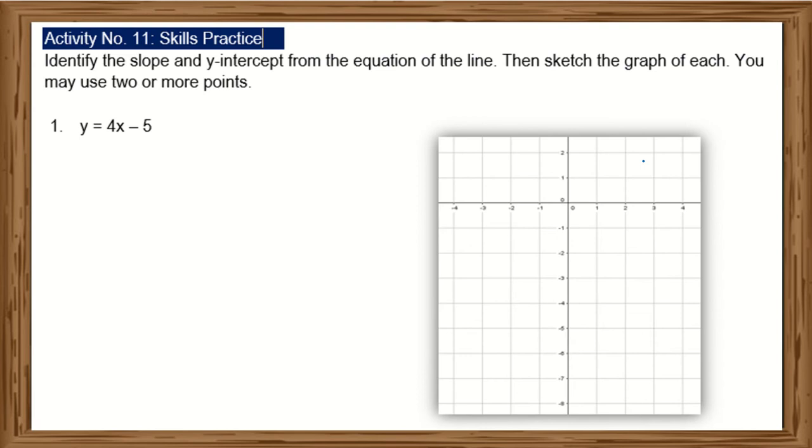Let's have some practice. I want you to pause this video for a while and graph this given equation of the line. And after doing that, play the video again to check your work.